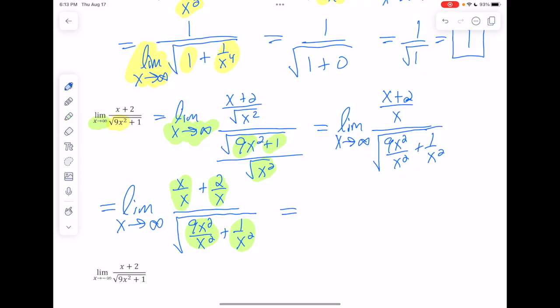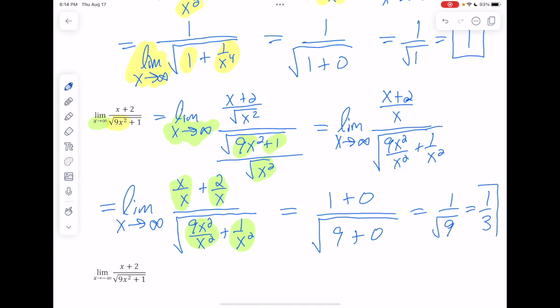So for the first one, it's x over x, so that's just a 1. The second one is a 2 over x, so as x grows large, that goes to 0. In the denominator, we have the square root, and then the x squareds will cancel, and we'd still have the 9. And the 1 over x squared is going to go to 0 because the top is a constant and the denominator is growing. So in the top we have a 1, in the bottom we have the square root of 9. So overall we have 1/3.